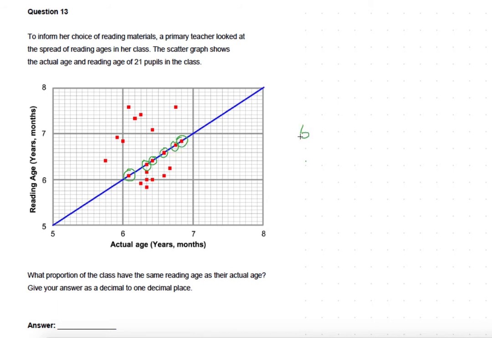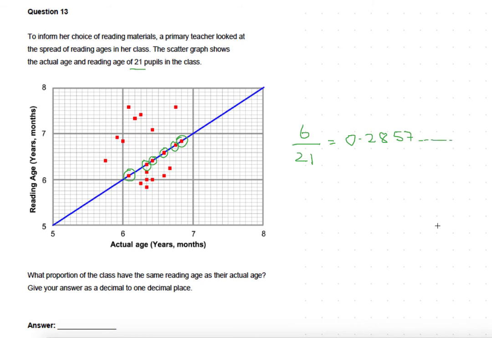It's 6 out of 21. The 21 is at the top, and you simply put 6 divided by 21 in your calculator. Let me just do that on my calculator. You guys can do that and pause the video if you want to. So we get quite a long decimal, 0.2857 and so on.